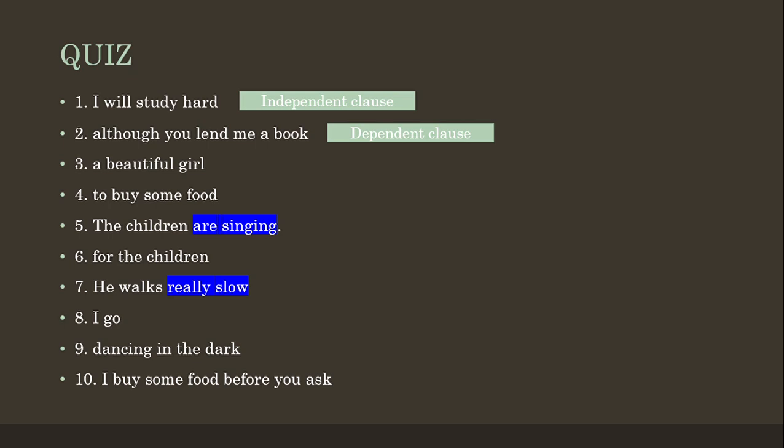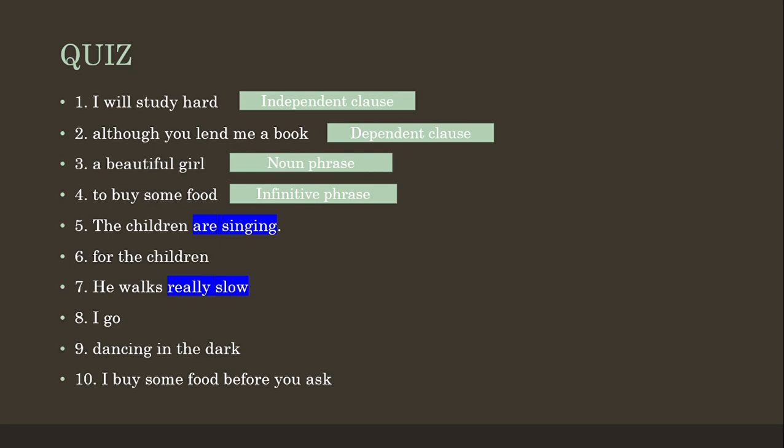Next, number 3 is a beautiful girl. There is an article a, then beautiful is an adjective, and girl is a noun. Yes, noun phrase, because the words a and beautiful modify the word girl, the noun. Number 4, to buy some food. There is the infinitive to at the front, so it is an infinitive phrase. Okay. Next, number 5, the children are singing.